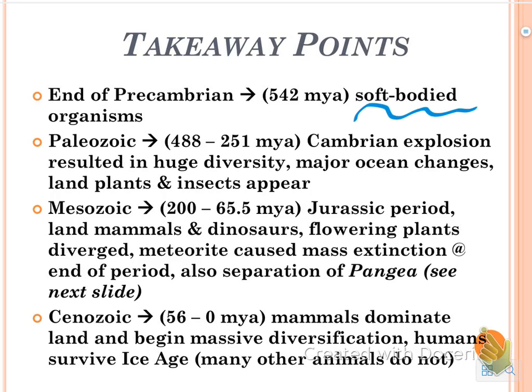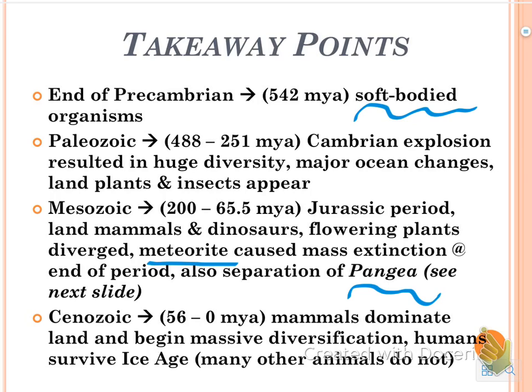Your Paleozoic is your Cambrian explosion, which all of that diversity, ocean changes, land plants, insects, all of those things started appearing in the Paleozoic. Your Mesozoic then is your Jurassic period. This is your mammals, your dinosaurs, your flowering plants. But then we also have a mass extinction caused by a meteorite. And also the separation of something called Pangaea, which I'll show you on the next slide.